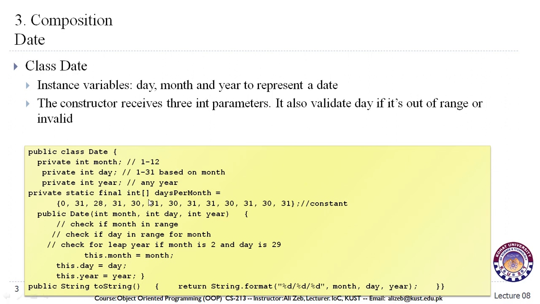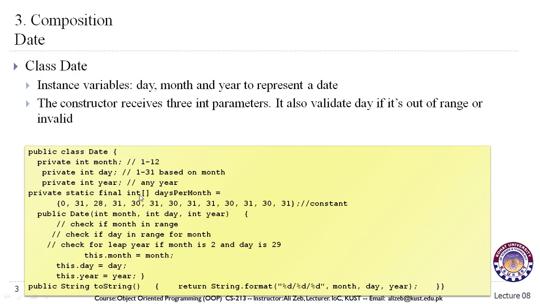So we understand that the different months in the year have different numbers of days. So January has 31 days, February usually has 28 days, and it can sometimes have 29 days. And similarly, March again has 31 days. We have 30 days in April and 31 days in May, and so on and so forth.